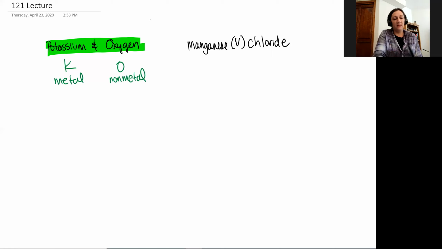I'm using metal and nonmetal as a shortcut to decide which will be my cation and anion. I could also compare their relative ionization energies or metallic character or electronegativities to determine which should be the cation or the anion. Typically, metals form cations. So we are going to have potassium first and then oxygen second, because potassium will be our cation.